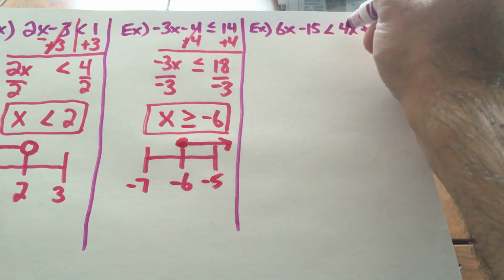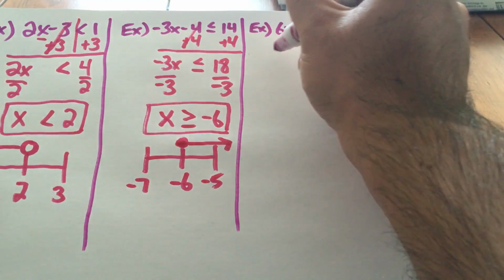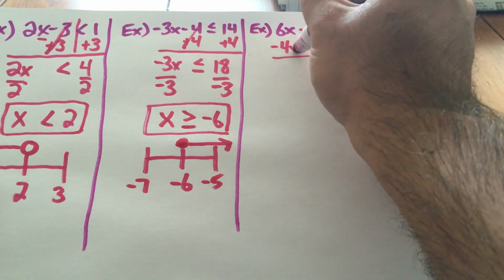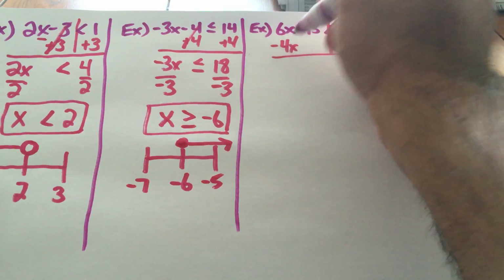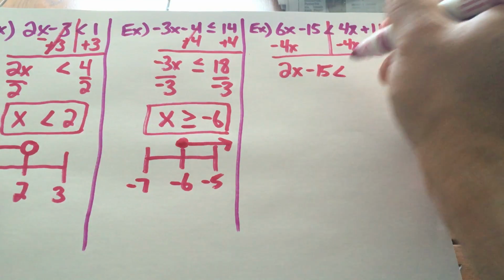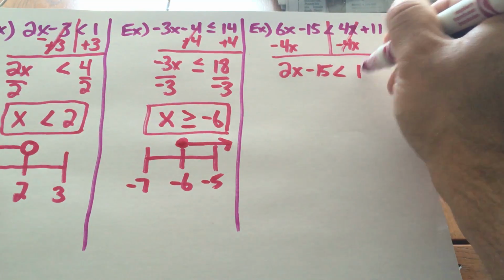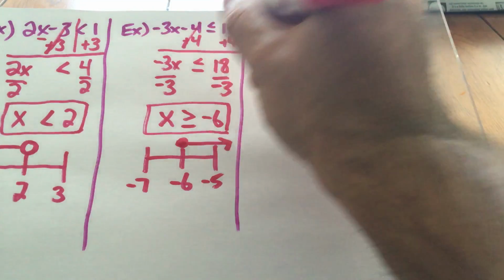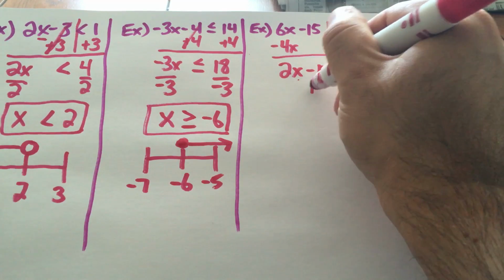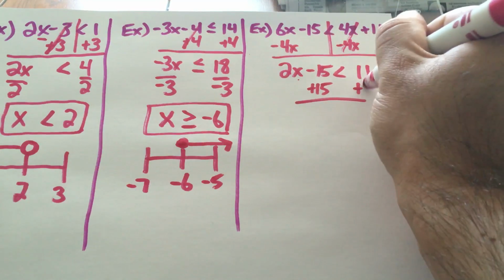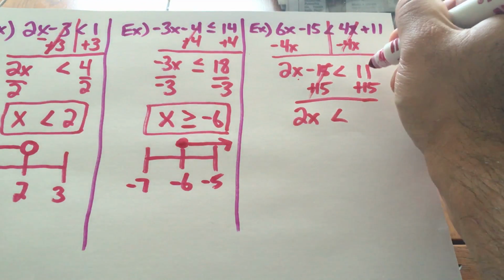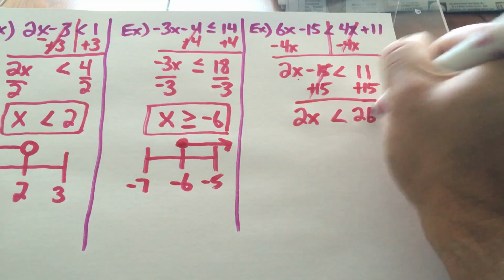So in this case, to keep a positive x, I'm going to subtract the smallest x from both sides. The smallest x here is 4x, so I'll subtract 4x from both sides. Then I'll get 6x minus 4x is 2x, minus 15 comes down, less than 4x minus 4x goes away, and I've got 11 on the right. Now we're back to a two-step inequality just like we did in the previous examples. Trying to get x by itself, I've got to get rid of this minus 15, so I will add 15 to both sides, and that will leave me with 2x. That goes away, and then we've got 11 plus 15 is 26.